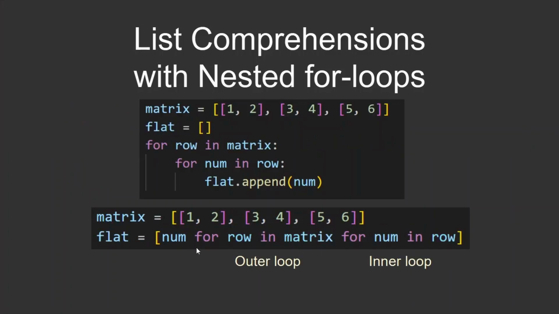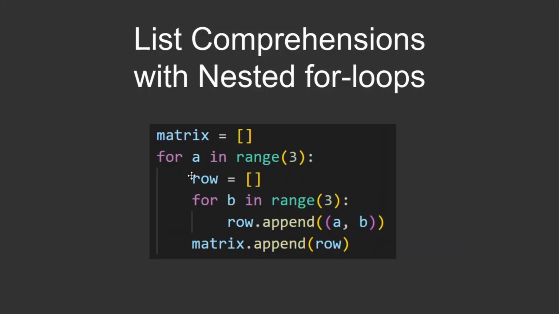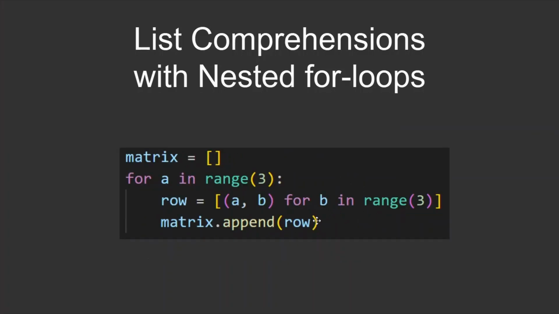The same applies if you want to flatten a matrix. Outer loop first, inner loop next, just like in the original code. But it's different if you want to create a matrix. This is an example of creating a 2D list. Can we make this into a list comprehension? Yes. See something familiar? We know how to set the values to row as a list comprehension, like this. And then inside the append, we replace row with the list comprehension.